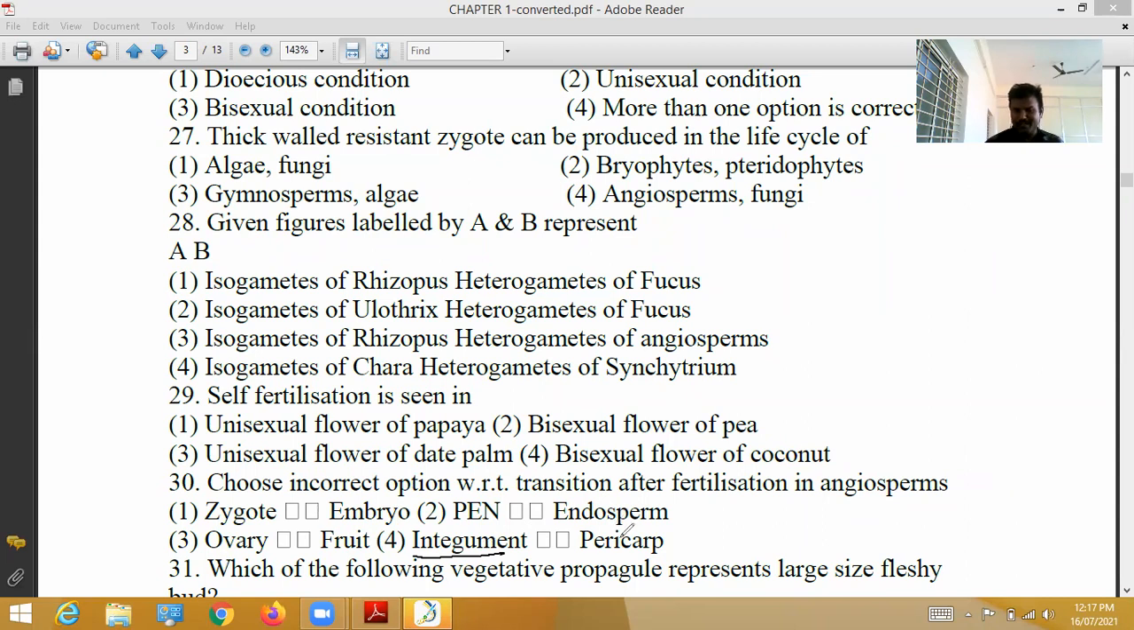Integument is nothing but the outer layer and inner layer, but they have given pericarp. So it is a wrong option. The 4th option is the incorrect option with respect to transitions after fertilization in angiosperms. How are integuments formed? The inner layer and outer layer are collectively called integuments. These integuments collectively form the seed coat. The outer seed coat is called testa, and the inner layer is called tegmen. So that is a wrong option.